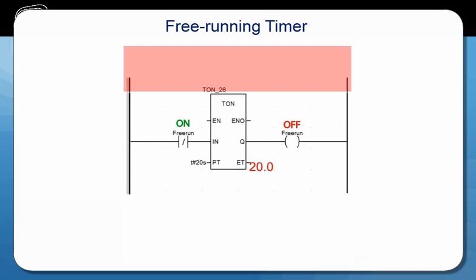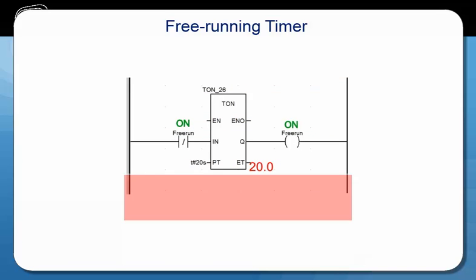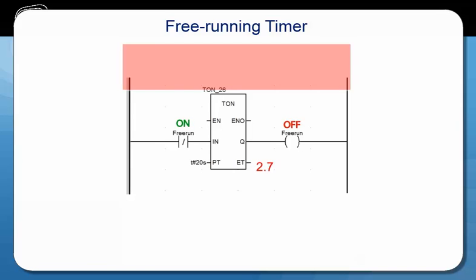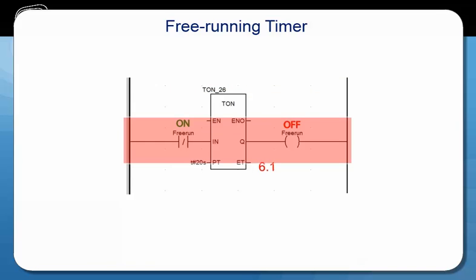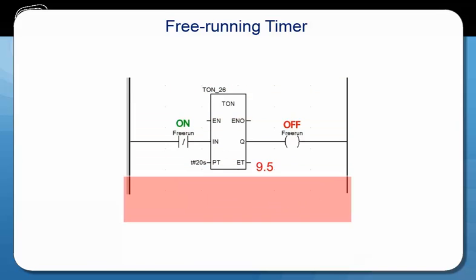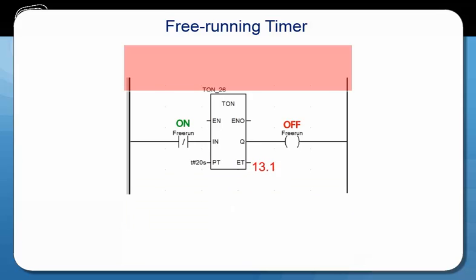The free run coil will turn on. The program will continue to cycle through. The input of the timer will be off, so the output will be off. The program will continue to cycle through and the timer restarts. The free run coil is only on for one PLC cycle.